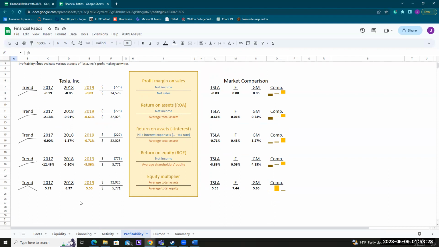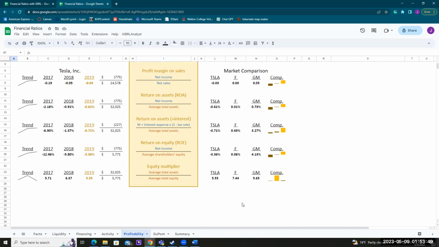And then we had some equity multipliers. So this is just kind of showing that our average total assets are about 5 times more than our average total equity. This is a little interesting to see over here. Our profit margin on sales being 0 for Ford and 0.05 for GM. And then we can kind of see our return on assets, pretty decent for these.